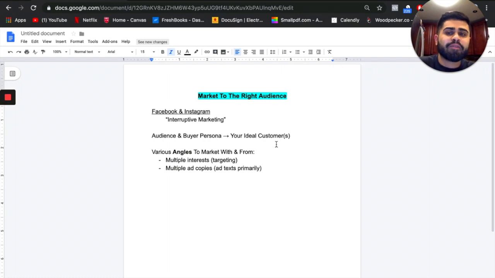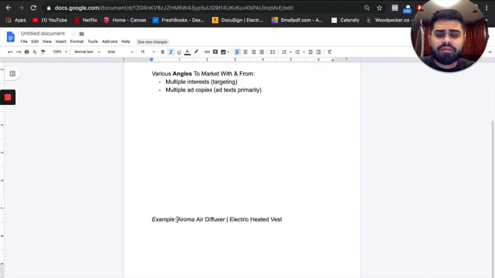So what I want to do for you guys is take a deeper dive into two products. One of them is an aroma air diffuser, and the other is the electric heated vest. Both of these products have done very well in the past. They're both winning products with super high potential. I'm actually selling the electric heated vest right now, so let's take a dive into that.